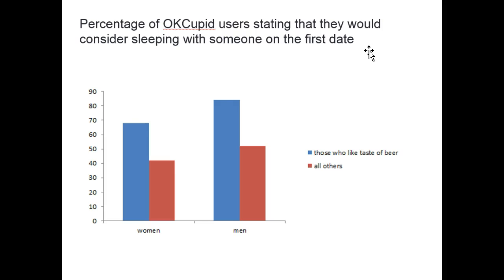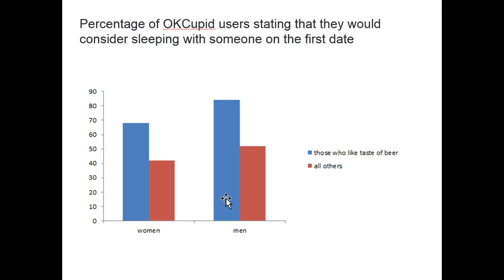All right, so this is a graph that I take from the website OKCupid, which is a dating site, and they do lots of analytics here. So one survey that they did is a percentage of OKCupid users stating that they would sleep with someone on the first date. Now, the way that this visualization is presented, it focuses our attention on women versus men. And we see that there are fewer women than men who would consider sleeping with someone on the first date.